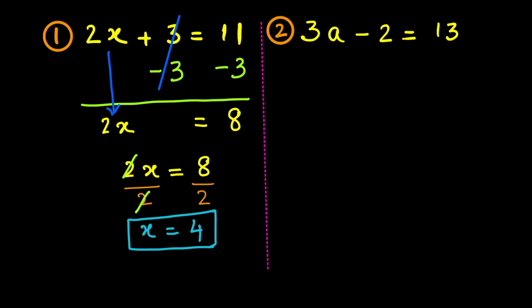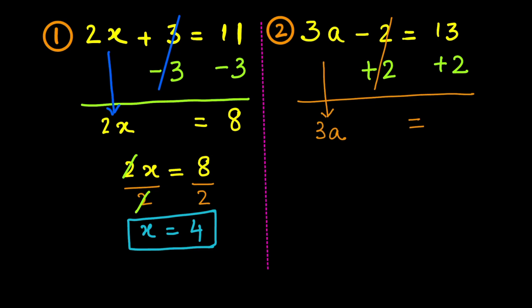Now example 2: 3a minus 2 is equal to 13. So the variable is a, the coefficient is positive. Here we have minus 2. So using the opposite operation method, first we add 2 on both sides. So minus 2 and plus 2 get cancelled. Under 3a, we write 3a, then equals 13 plus 2, which is 15. So we get 3a is equal to 15.